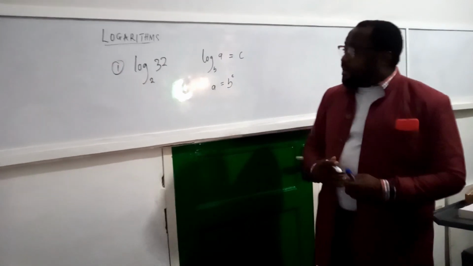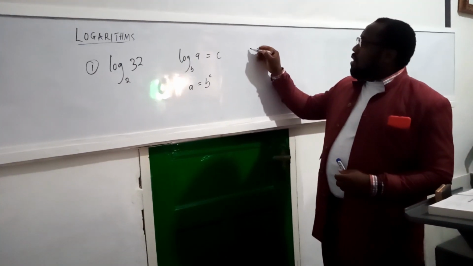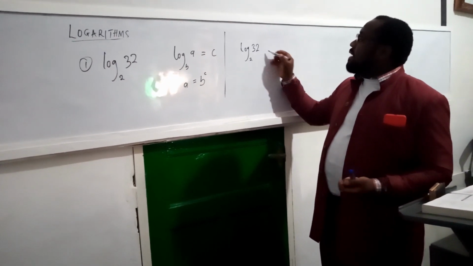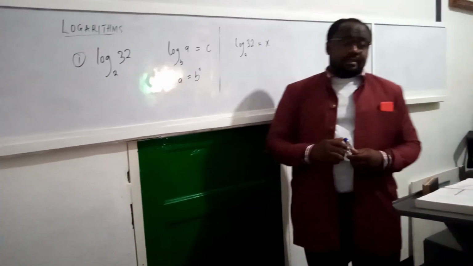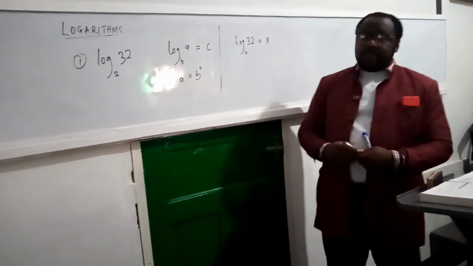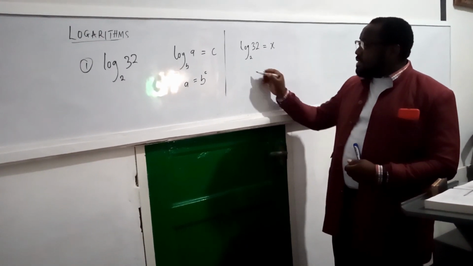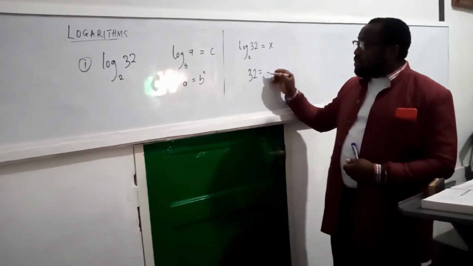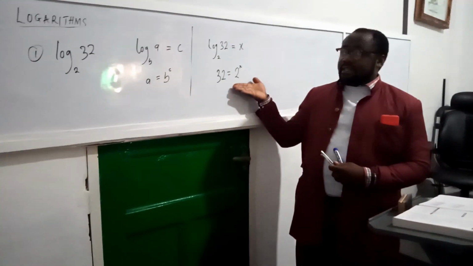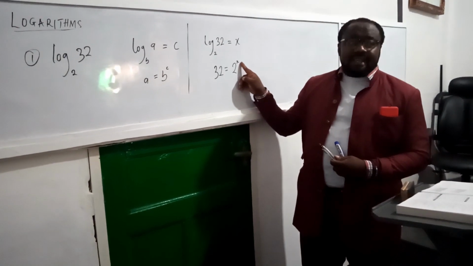This is a principle of logarithms, and I'll be giving you some of the rules in logarithms to help you solve more questions. Now our question states that we find log 32 base 2. What is the value? Let's call the value x. We don't know x, so our job today is to find x. According to the principle, this can be expressed as 32 is equal to 2 exponent x.